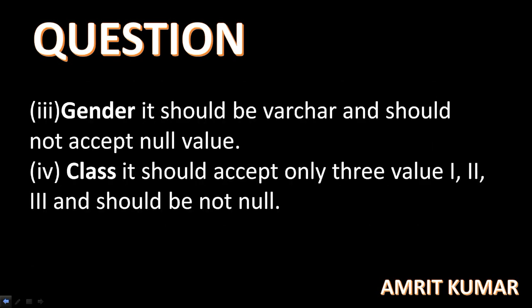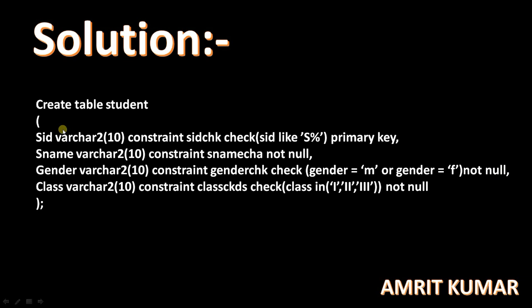Now let's look at the solution. Here is the solution: create table student. We are creating the table named student, whose SID is the field here, whose data type is varchar2 and size is 10. Constraint SID_chk. Now we are using the check command to see that SID should be like 'S%', meaning it should start with the capital S followed by any characters. So SID should be like 'S%', and it is the primary key.